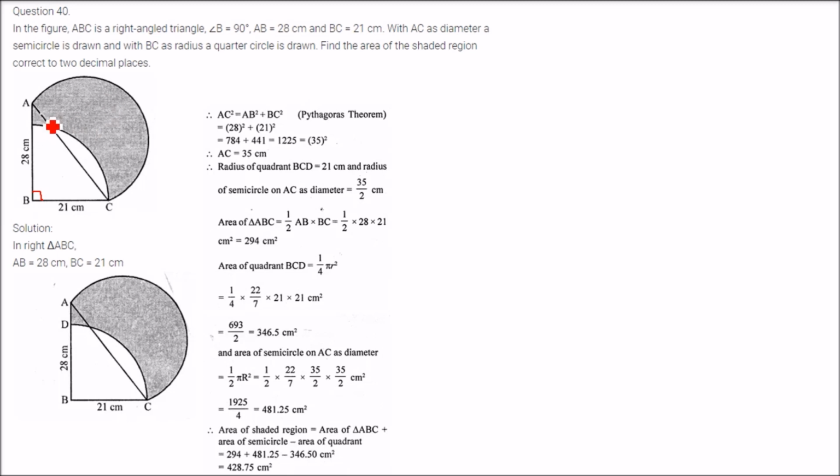So this small portion is also included. This small portion is also included. So first we will find out the area of the triangle, this one. Then we'll find out the area of the bigger semicircle, let us say it as 1 and this as 2. Now we have to add this with the area of semicircle, this one, and then we will subtract the area of this quadrant, this white portion, the area of the quadrant.